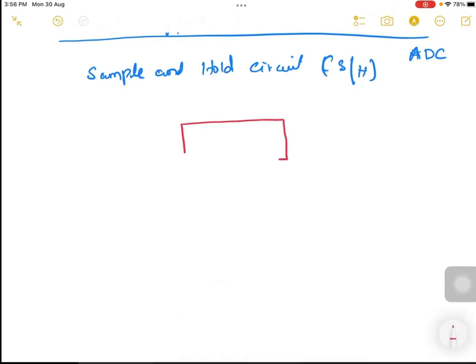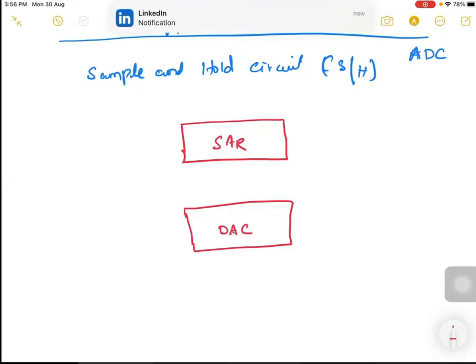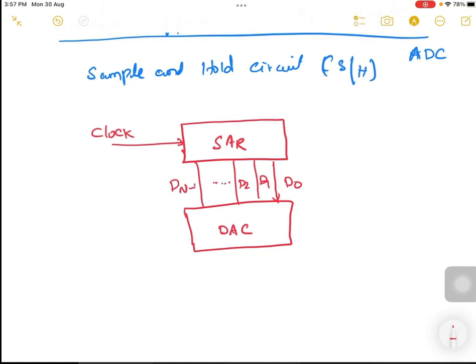A module called SAR, successive approximation register. Then we have a circuitry called the D to A converter, which is for the feedback control system. D to A converter means digital to analog converter. Here there's a clock. Then here we have the data points, D0, D1, D2, up to Dn-1. This is the output, the digital output.